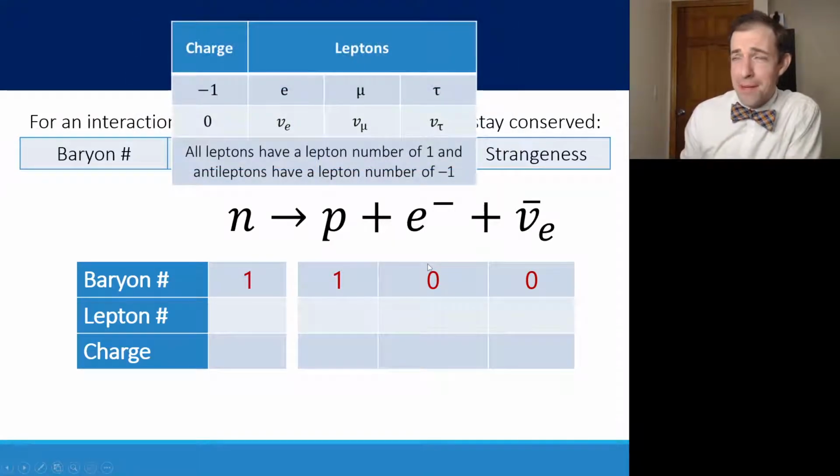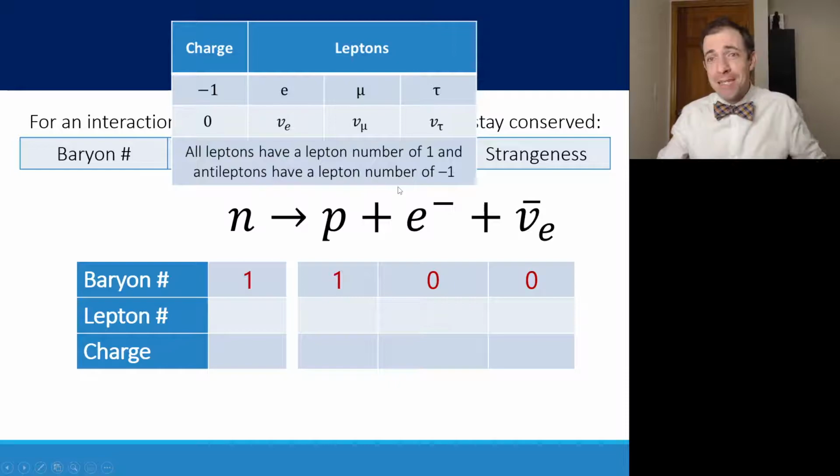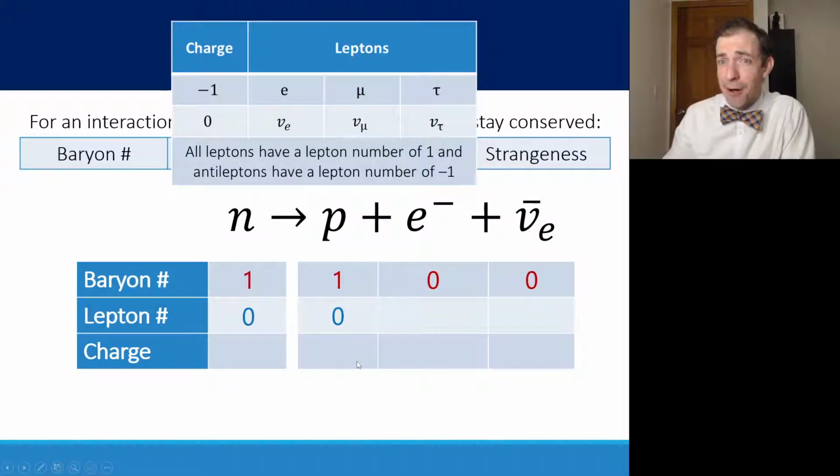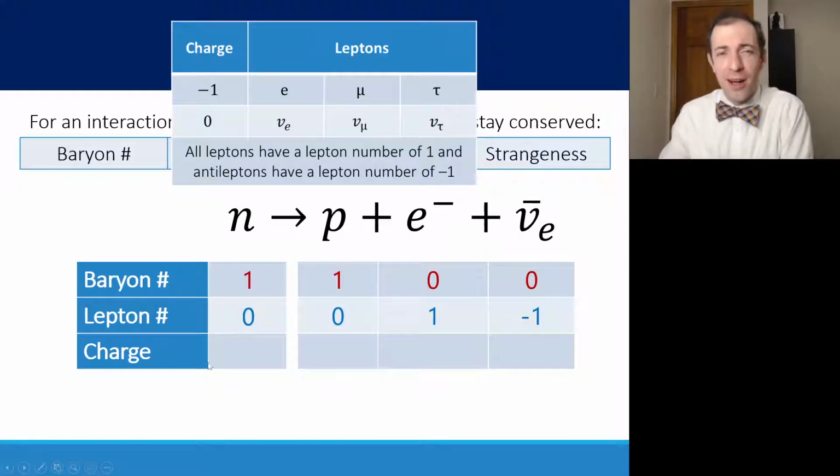Next, let's look at lepton number. To find that, I need to look at the lepton table in my data booklet. Here, all leptons have a lepton number of 1, and antileptons have a lepton number of -1. Nothing is said there about anything made out of quarks. Neutrons and protons both have a lepton number of 0 because there are no leptons associated. So an electron here is a lepton that has a lepton number of 1, and this antineutrino is an antilepton, which means it has a lepton number of -1. Lepton number is conserved. I have 0 on the left-hand side, and then 0 plus 1 minus 1, which gives me 0 as well.